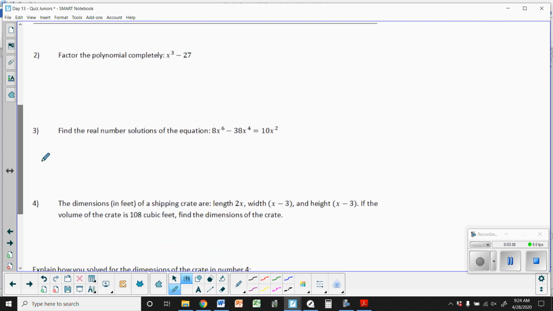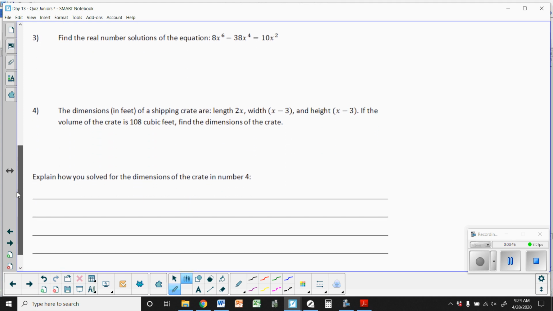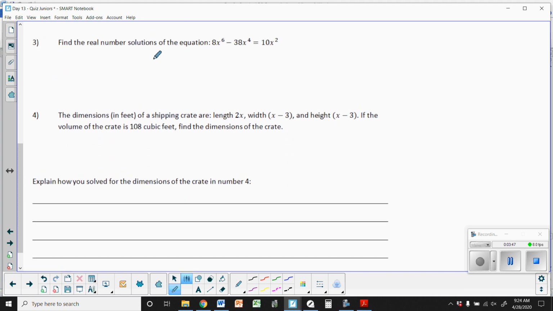Number 2, factor the polynomial completely: x cubed minus 27. For number 3, find the real number solutions to the equation. Number 4, the dimensions are in feet of a shipping crate. It gives the dimensions, it gives you the volume, find the dimensions of the crate. And then in number 4, explain how you solve for the dimensions of the crate.